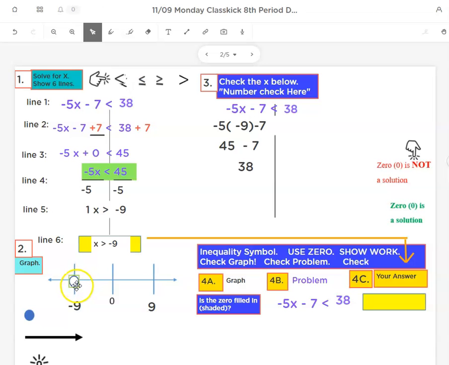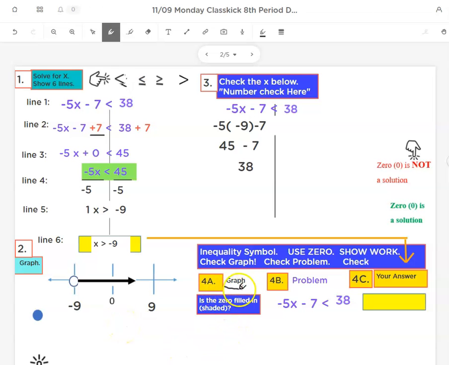Now, in this example, it does not include negative 9. If it was equal to, we would have had this one. But it doesn't say equal to. It just says greater than negative 9. So I'm going to take my line and I'll put it right on top of that negative 9. So it doesn't include negative 9, but anything that's bigger than negative 9.